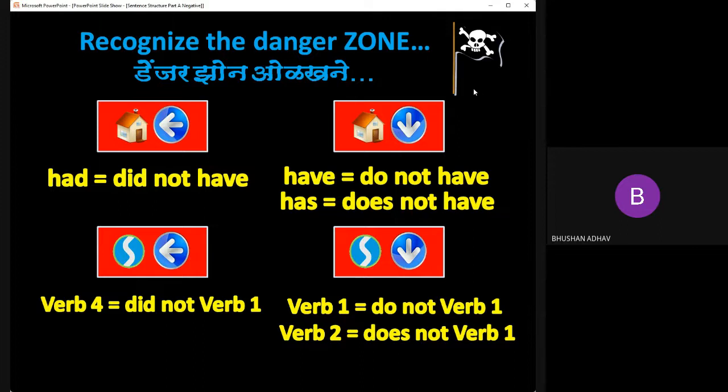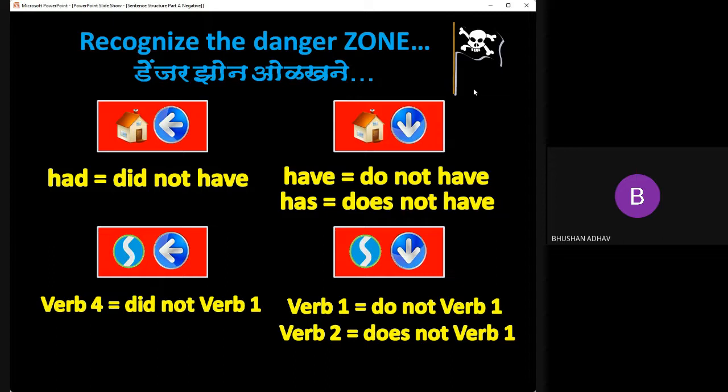See, exactly, wherever and whenever you see had without verb, it means a past possession sentence. Don't take tension. Just wherever you see had, you have to change that had into did not have. That's it. So, I had a car. I did not have a car.